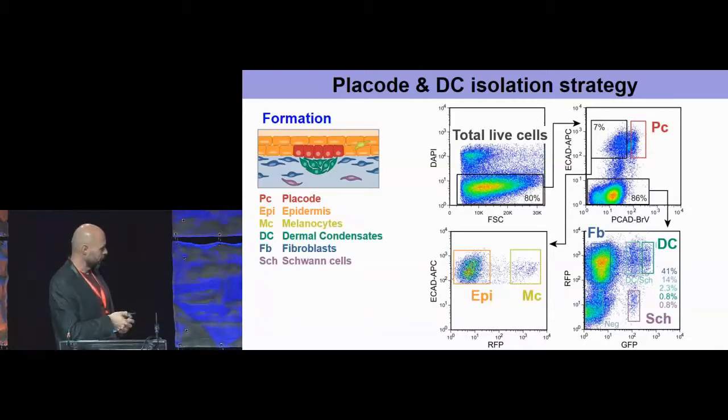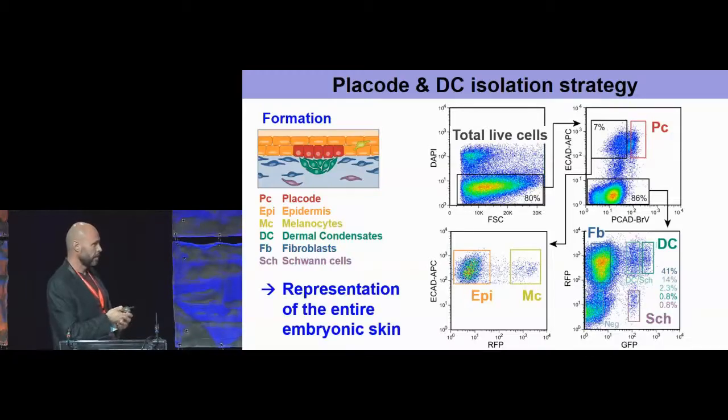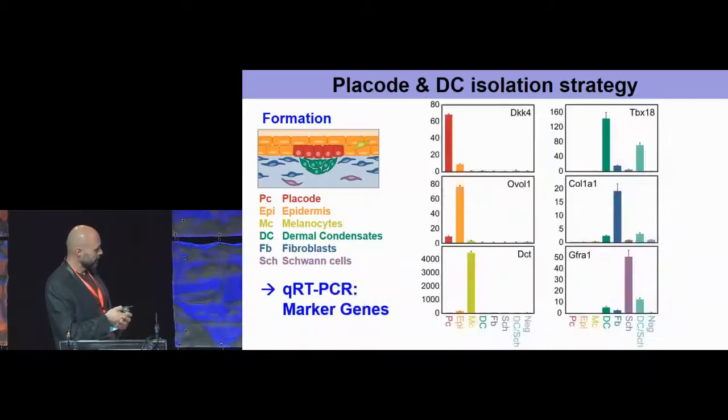An important point here is that this is a representation of the embryonic skin. That comes in very handy because we can now look at a few markers that we have previously known, like DKK4 shown in the placoid, highly enriched, not present anywhere else, showing how pure these populations are. The same is true for several other markers, for instance TBX18 in the dermal condensate. I will show in a few moments how we discovered and how we use this gene.